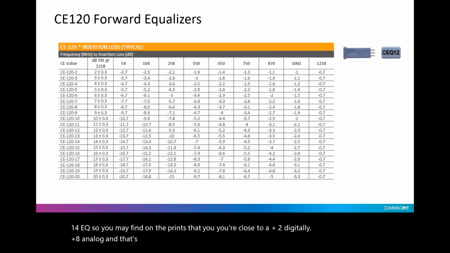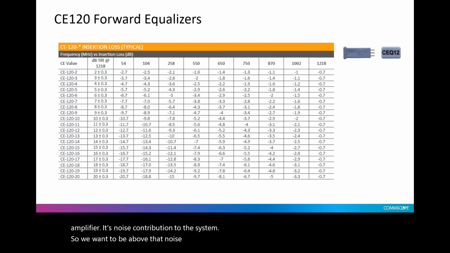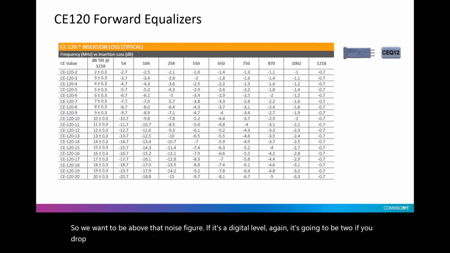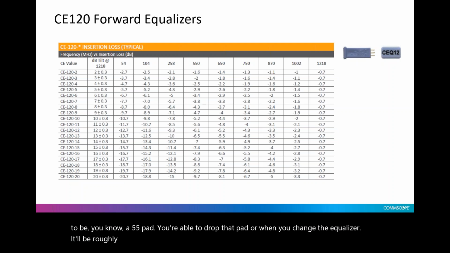That's because you're trying to maintain a level above the noise figure of the amplifier, its noise contribution to the system. So we want to be above that noise figure. If it's a digital level, again, it's going to be 2. If you dropped in and say you look at the print right now and it says it's a 5, you're probably going to be a 5 pad. You're able to drop that pad, or when you change the equalizer, it'll be roughly the proper level. But just make sure your inputs are correct.